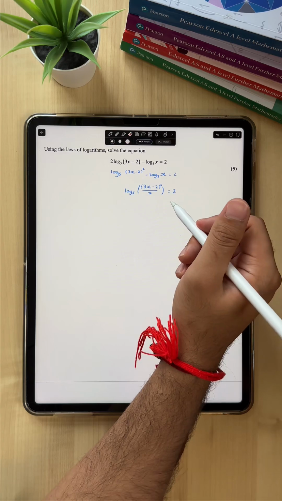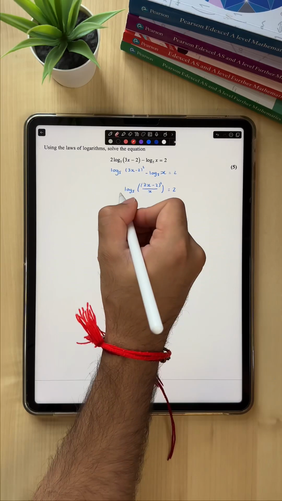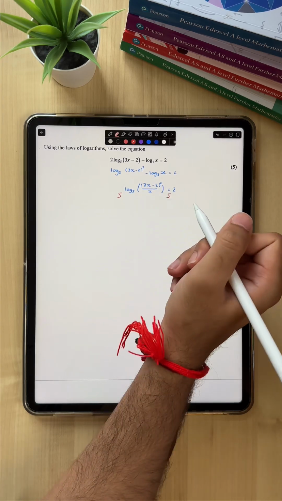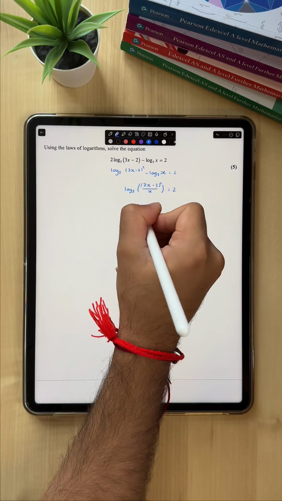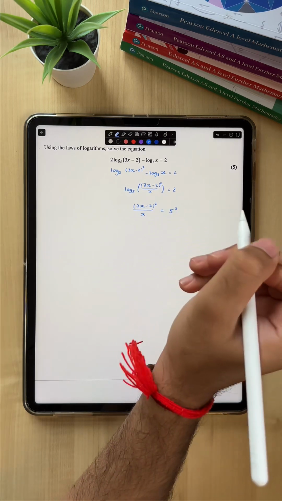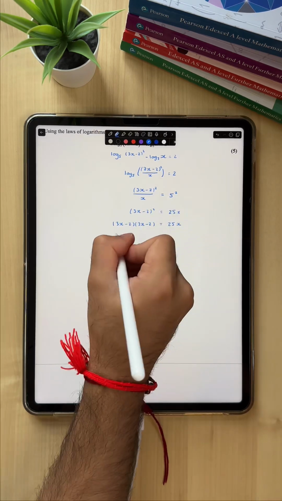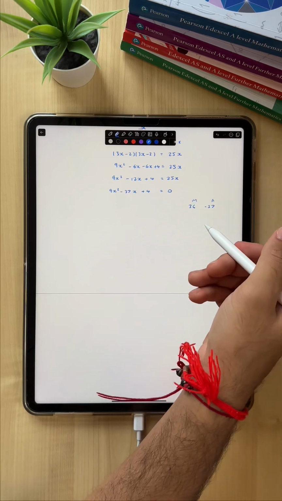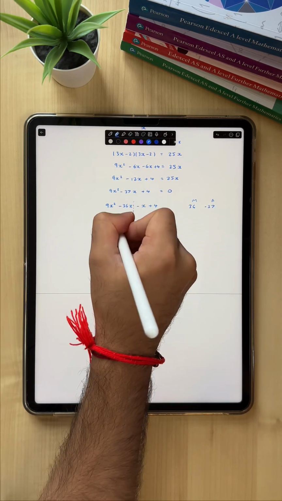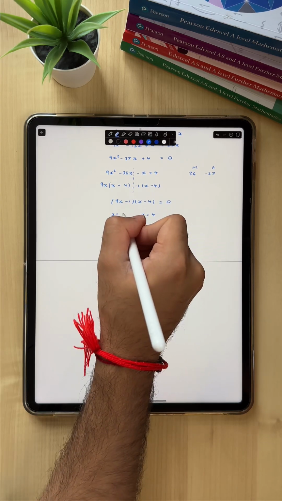Essentially what this log is telling us is that 5 to the power of 2 gives us this expression. Or essentially what you're doing is raising both sides to the 5, where the 5 and the log base 5 cancel out. So (3x minus 2) squared over x equals 5 squared. And now we simply solve this equation. We want to make everything equal to 0. Now we just factorize, which would give us the solutions x equals 4 and x equals 1/9.